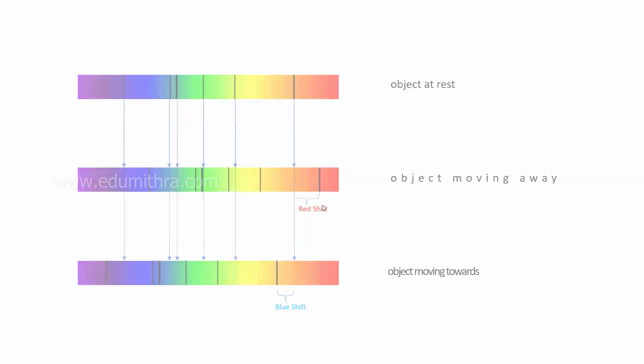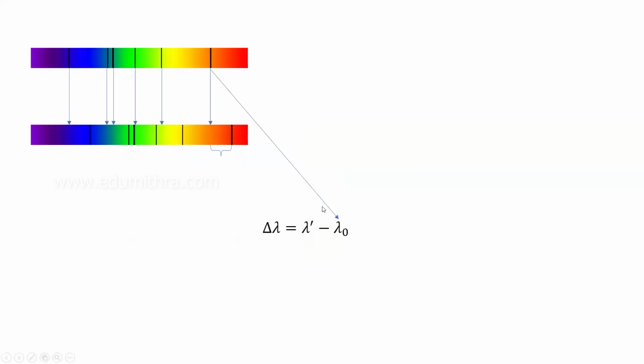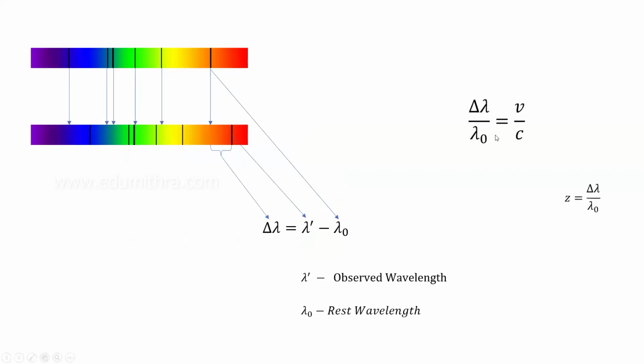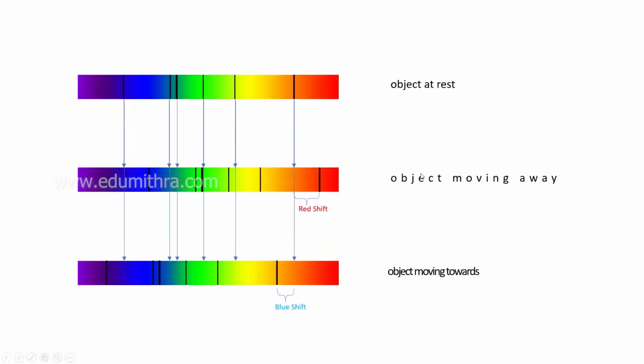Okay, so this is just the equation, just leave that equation. I'm not going to explain anything here because it is beyond your level. Anyway, just understand that from this shift we can calculate the velocity or the speed at which it is moving. So it is not just the knowledge of whether it is moving away or towards, but also we can infer the speed at which it moves.